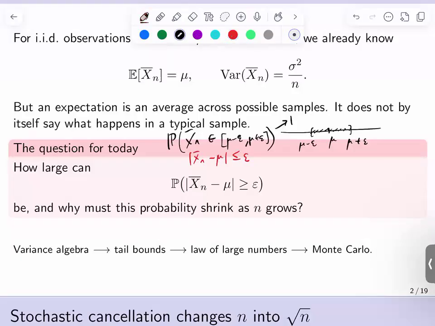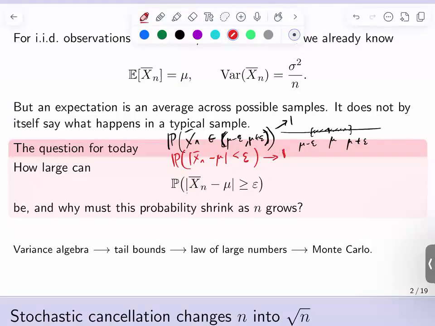Let me write it like this, an open interval. It doesn't matter for continuous variables, and for non-continuous variables it also doesn't matter, but I use it for simplicity. So x bar n lies in this interval if and only if the distance between x bar n and mu is less than epsilon. This is what we're going to show goes to 1.